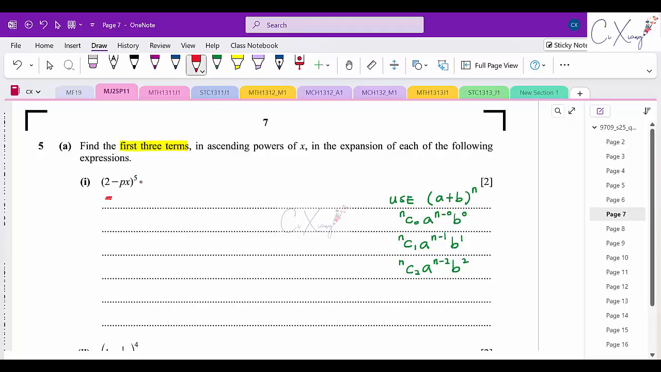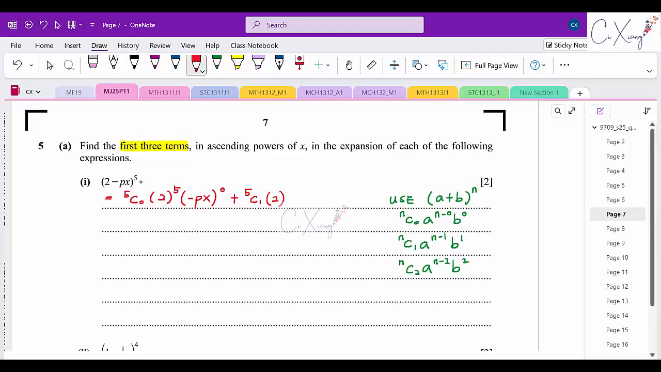First term, nC0, so I have 5C0. A power n minus 0. A is 2. Power n minus 0 means 5 minus 0, you get 5. Then negative px is the b, power 0. Right? Then the second term, 5C1.